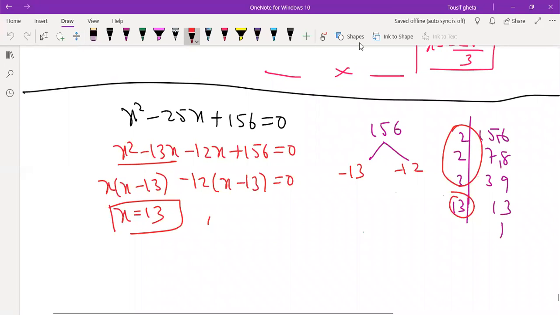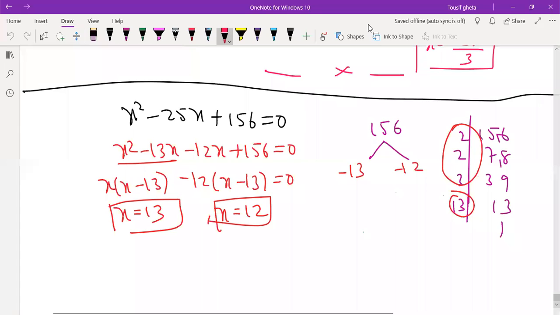Both are positive values. Now the confusion is which value you should take. If anything was negative, then we would have discarded it. But here both are positive.